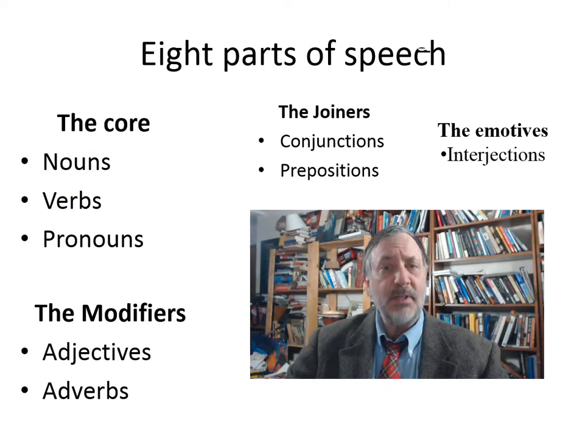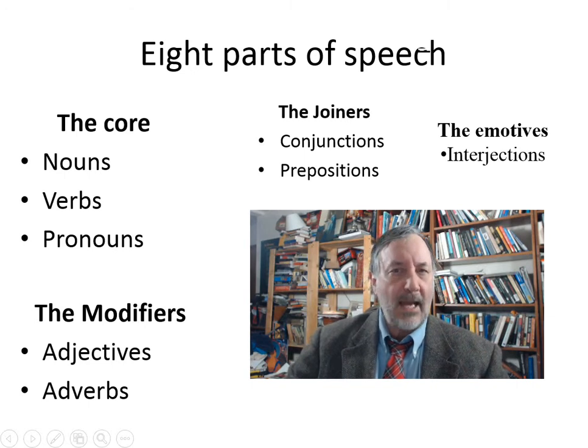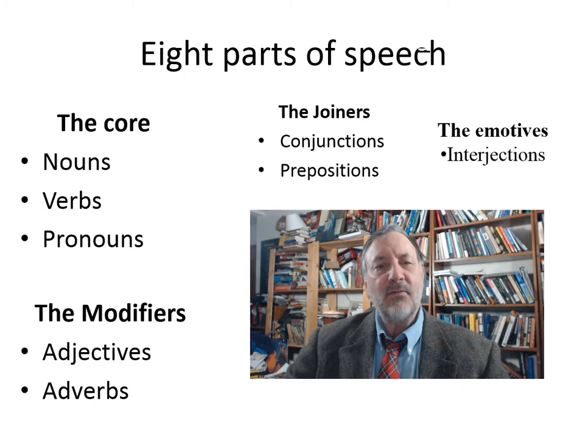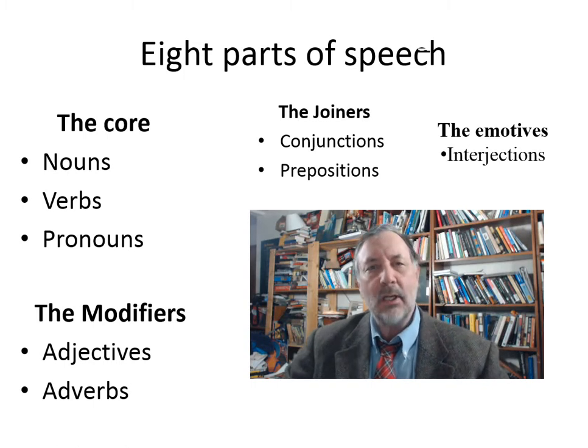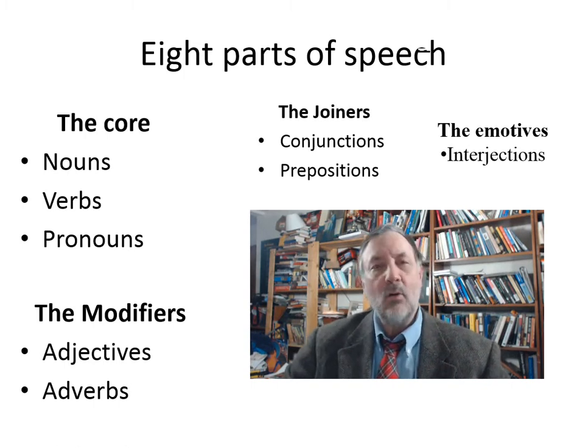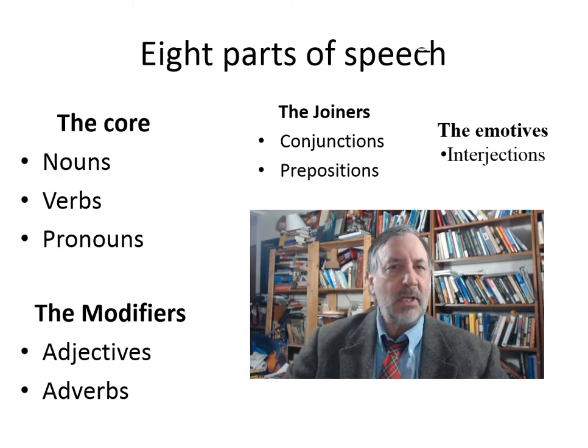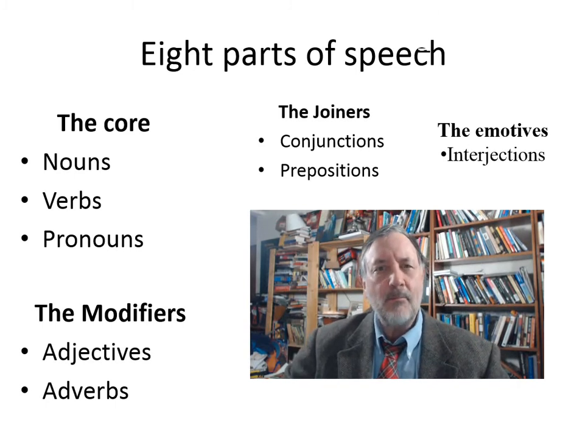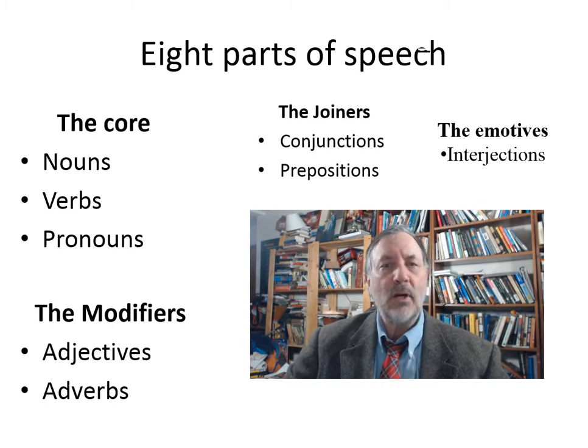We have 8 parts of speech, and these might be further divided into 4 different categories. In the first, the core category, as I would call it, we have the nouns and the verbs and the pronouns. The nouns are the things of this world, the verbs would be the things that they do, the actions that they do, and the pronouns would take the place of nouns. So he, she, it. Words like this. As we go forward, I'm going to be explaining these in greater detail, but I just want to give us a kind of overview right now.